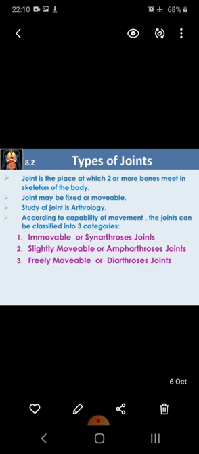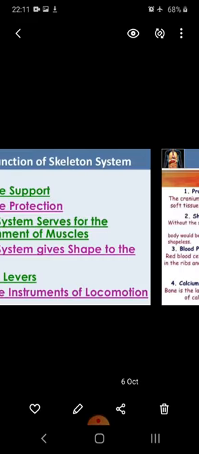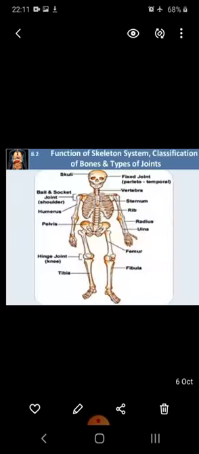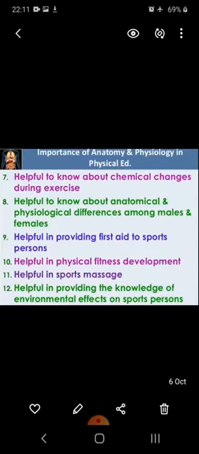So this is all about joints, and we will discuss joints briefly in our next video. In this video, we will discuss the importance, which we have already discussed.